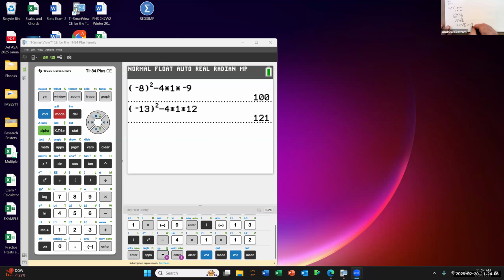Oops, that should be 4. Break it down like that. Square root of 4 is 2. Square root of 169 is 13. And there you go.